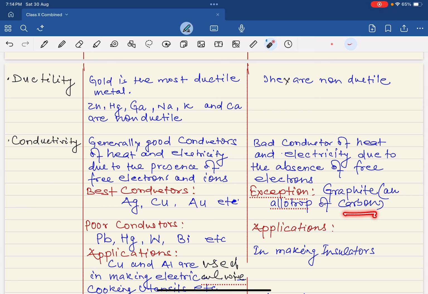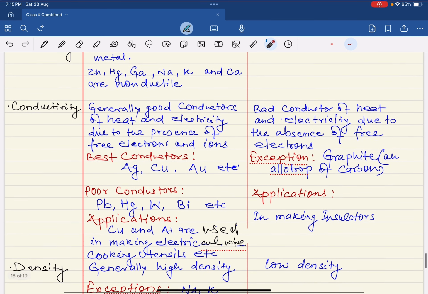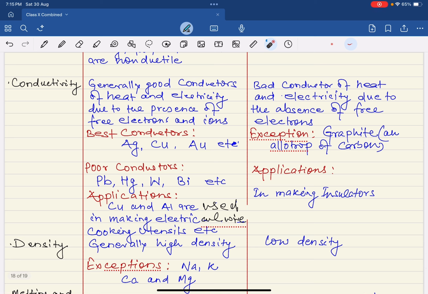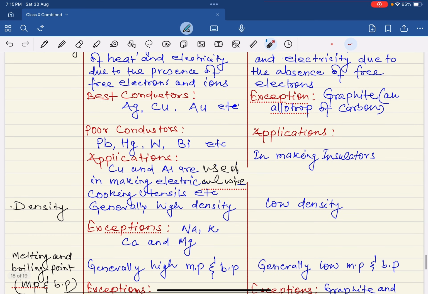So, what is the application of non-metals? In making insulators. Insulators are those that do not allow electric current to pass. And applications of metals: since they are good conductors, they are used in making electrical wire and cooking utensils. The next point is density. Metals generally have high density and non-metals have low density. Exception: sodium, potassium, calcium and magnesium are soft and have low density.